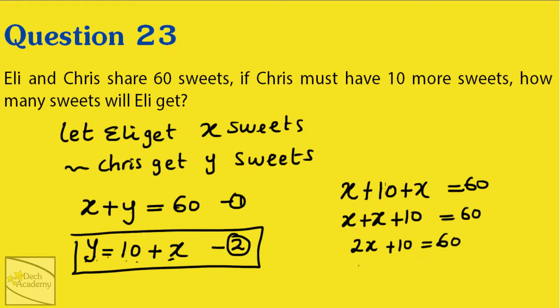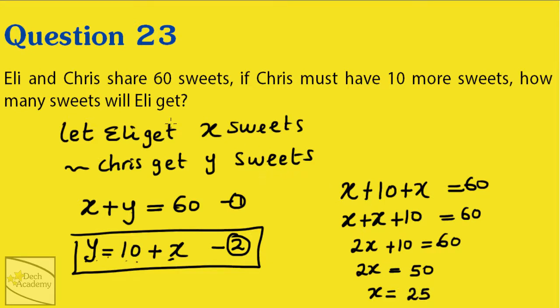If I subtract, I'm looking for X. So if I subtract 10 from both sides, I have 2X is equal to 60 minus 10, which is 50. If I divide both sides by 2, I get X. So I get X is equal to 50 divided by 2, which is 25.